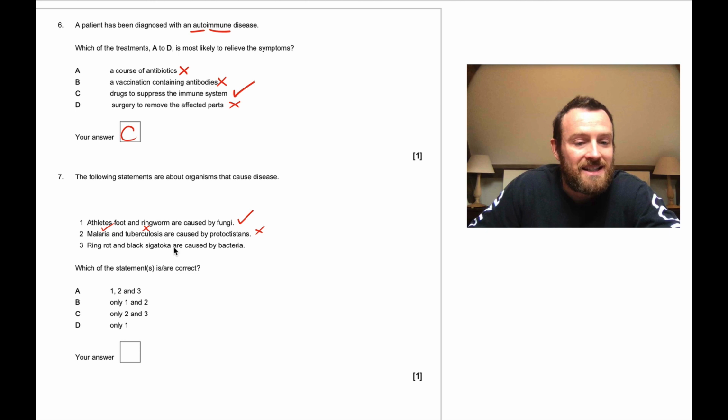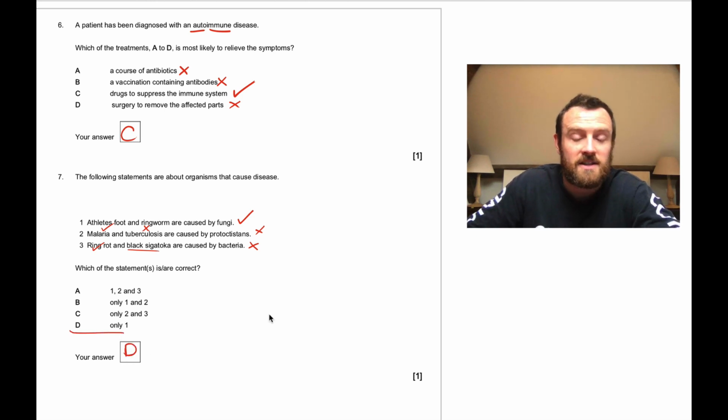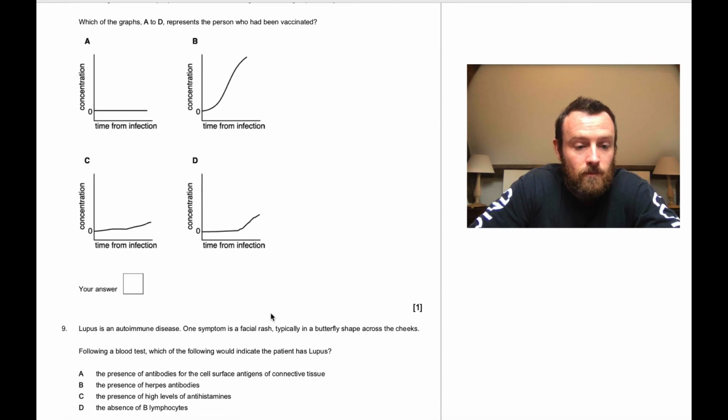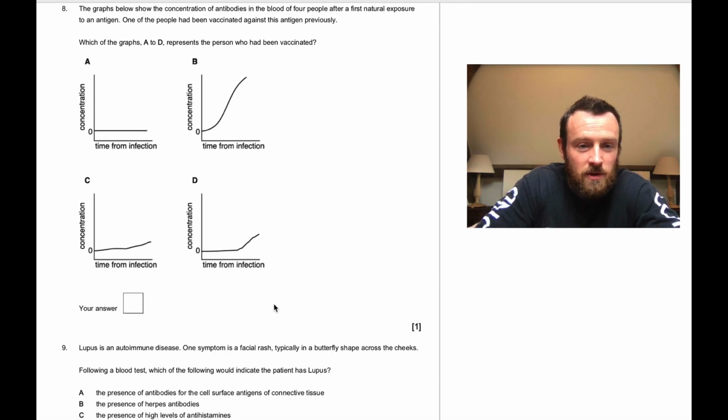Rose black spot and black sigatoka are caused by bacteria. That is also incorrect because this one is caused by bacteria, but black sigatoka is caused by fungus. So the only one that is correct is 1. So D is the correct answer. Moving on. Okay, let's look at, I'll just zoom out. Well, let's do them one at a time.